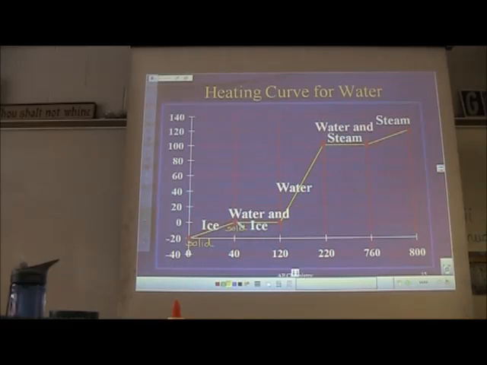Now what's happening as I move across? Solid and liquid. Okay. I'm melting. Melting, melting, melting. What state of matter would I be at this dot? Liquid. All liquid. And the temperature stays constant until all of that solid is melted.